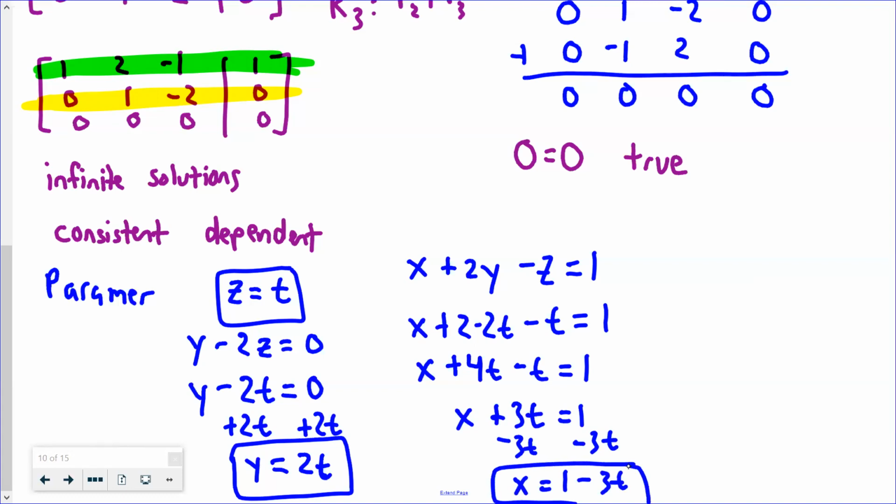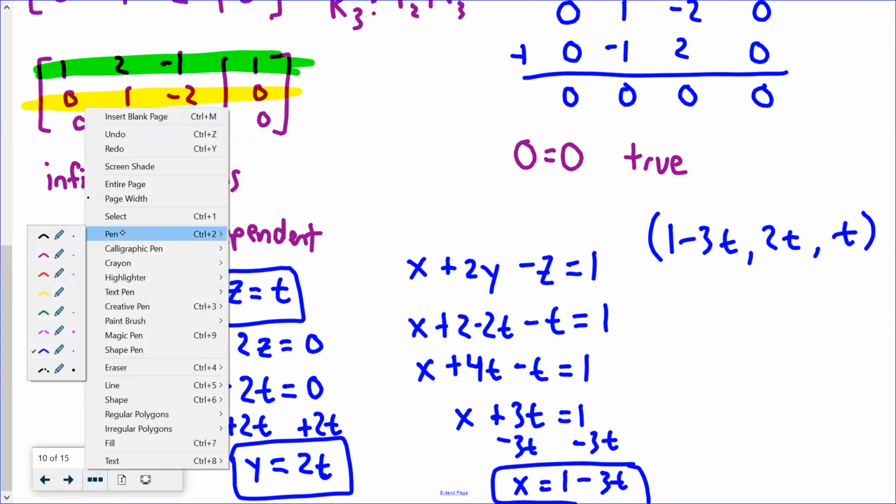So if we wanted to come up with a way of getting points, the x values would be 1 minus 3t. The y values would be 2t. And the z values would just be t. And if you're like, Solberg, that makes no sense, well, stay with me, okay?